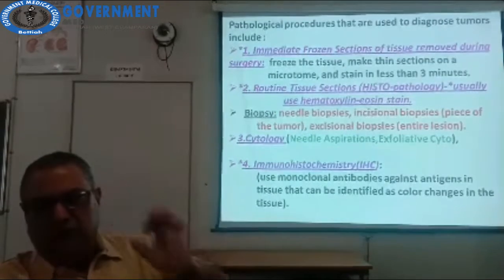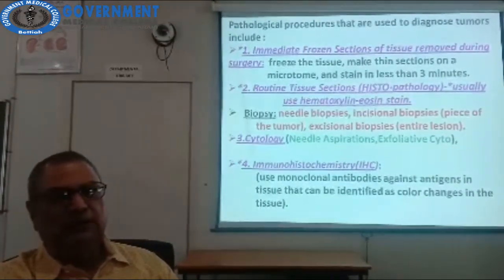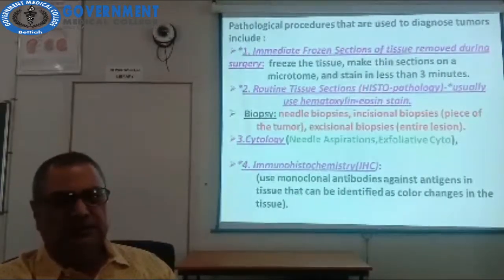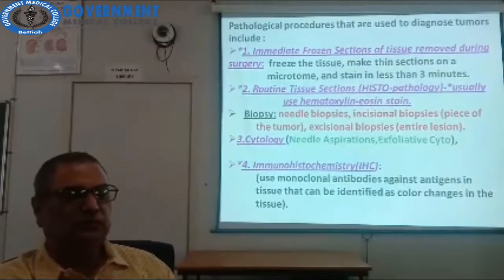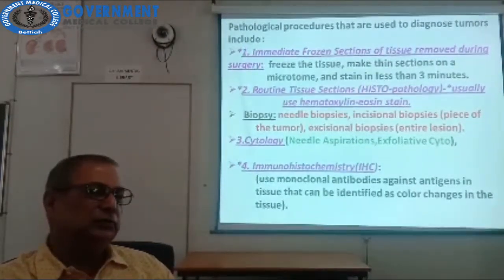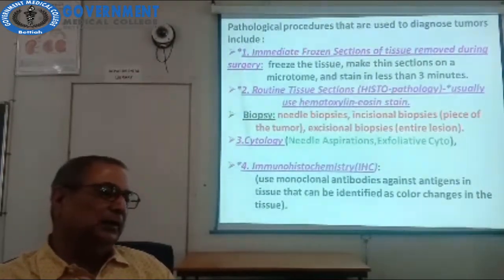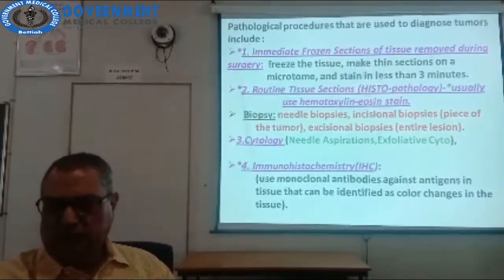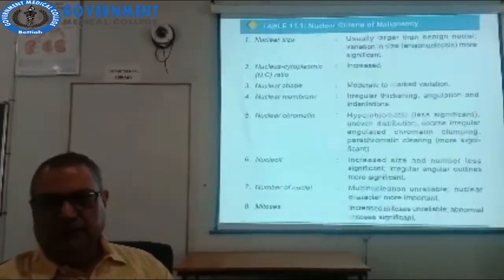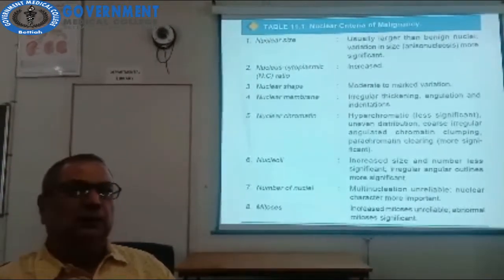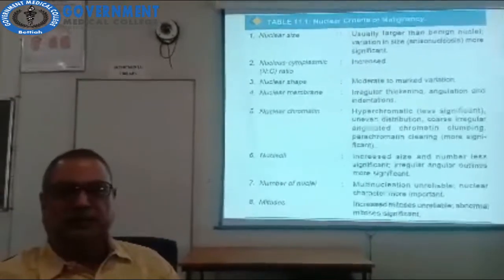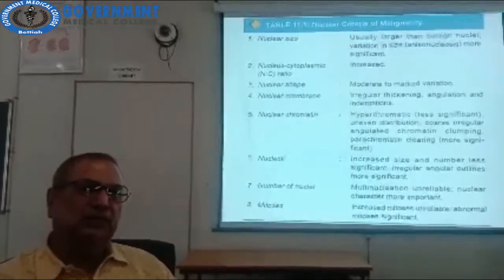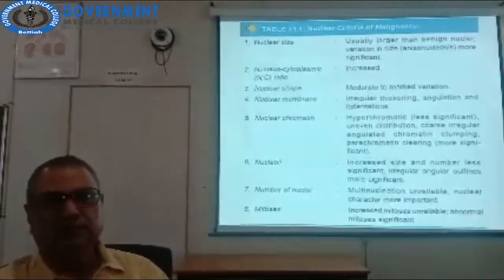Then immunohistochemistry. Immunohistochemistry uses monoclonal antibodies against antigens in tissue that can be identified as color change in the tissue. Various immunohistochemical stains are used for identifying the tumors and its differentiation or non-differentiation. In the conventional biopsy or histopathological examination, the attention is focused on nuclear criteria of malignancy and cytoplasmic criteria. The important one is nuclear criteria.